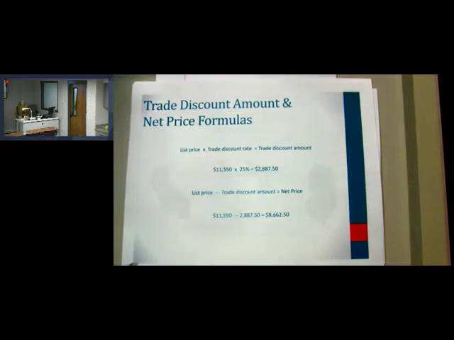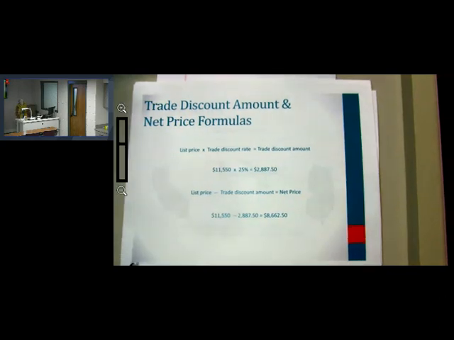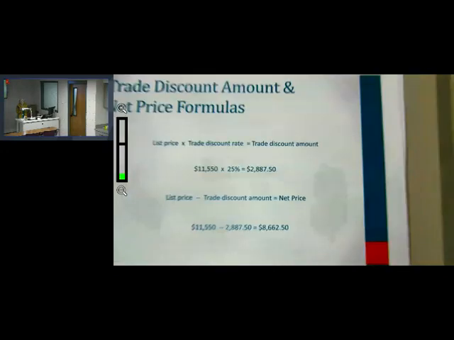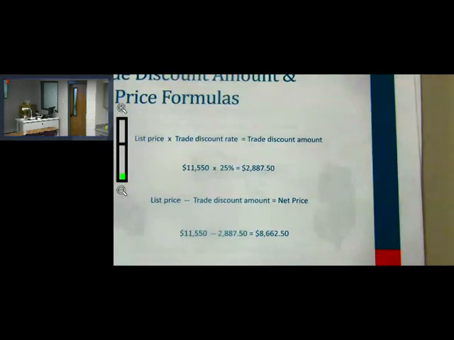If this is hard to see, I encourage you to have your PowerPoints open either on your screen or printed out like I have. All right, so some things here.